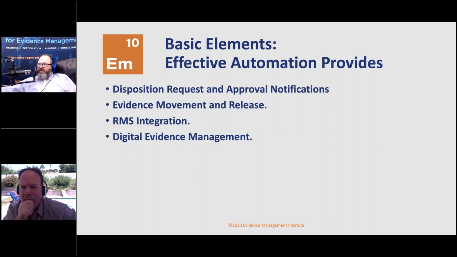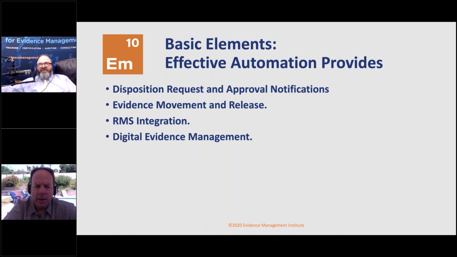And the last six things that effective automation provides, it's got to do a lot. Disposition requests and approvals, all of that stuff should flow out of the system. When a case is eligible, or when it's time to review a case for disposition, that needs to be an automated process. If it's not automated, then your disposal rates are going to suffer as a result.